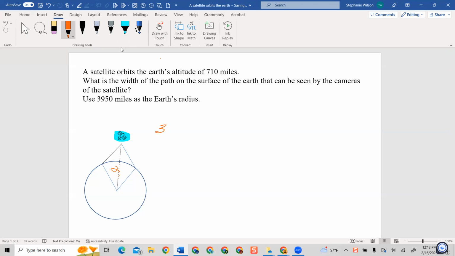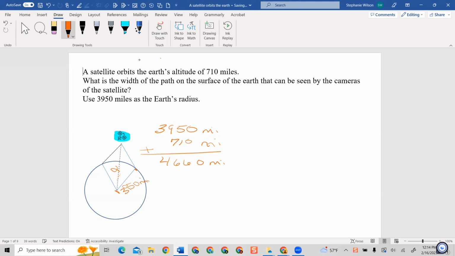Well, 3,950 miles is the radius of the Earth, and we're saying that the satellite's floating 710 miles above, so we add it up, and we get the miles for the hypotenuse side. Okay, so now I know what the hypotenuse side is. Now let's label the radius, 3,950 miles. Okay, so far so good.